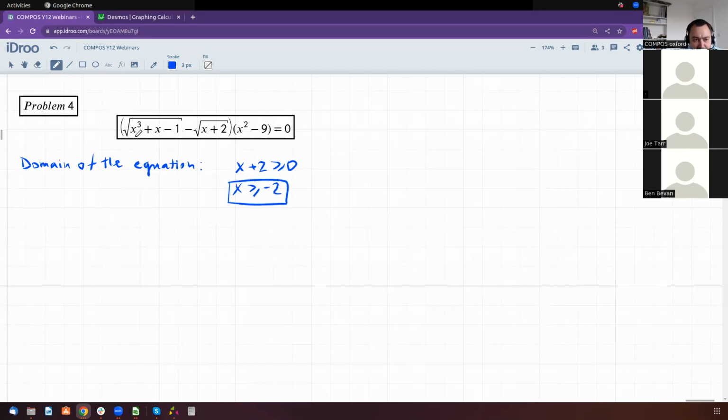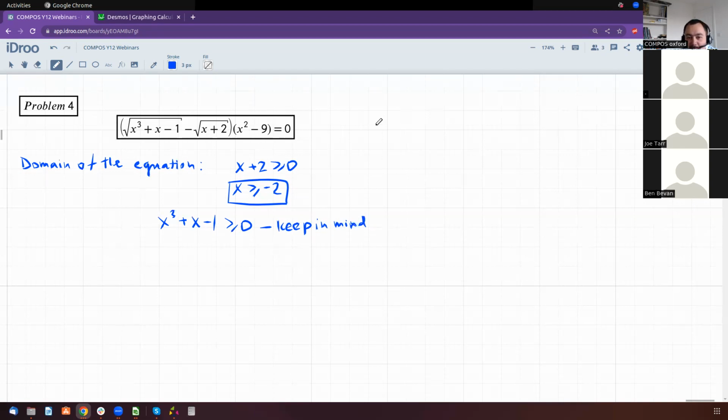The other one is this square root: x cubed plus x minus 1 has to be greater than 0. Now, this is not an easy one to solve. I would say don't bother too much here because it's a difficult one to solve. So what do we want to do? We'll just keep that in mind. If you get a solution, we'll just have to test it. Does it work here?